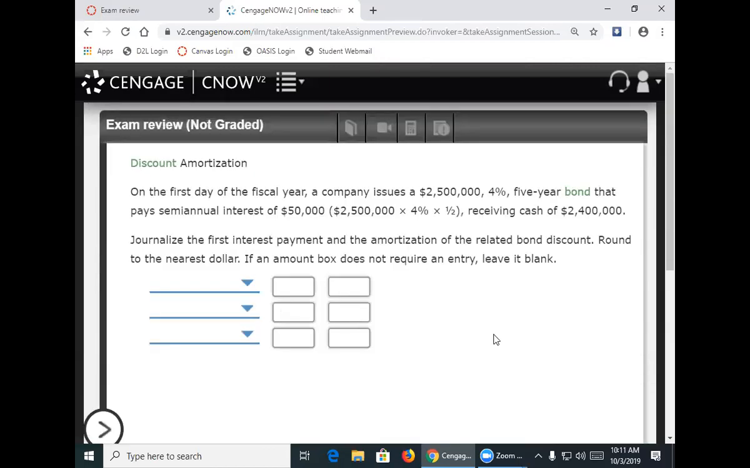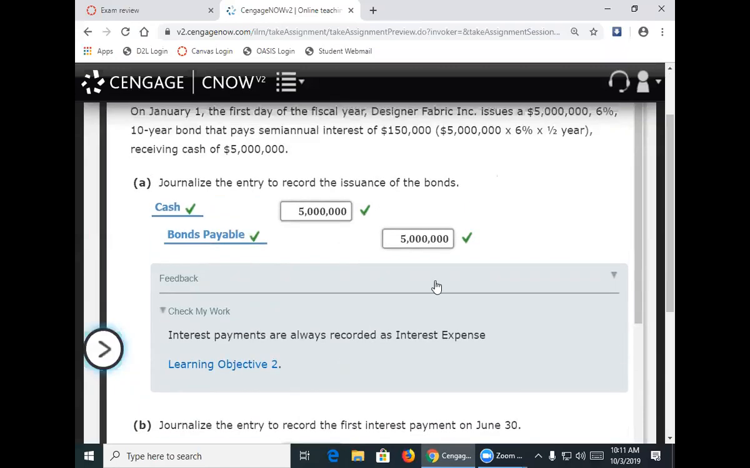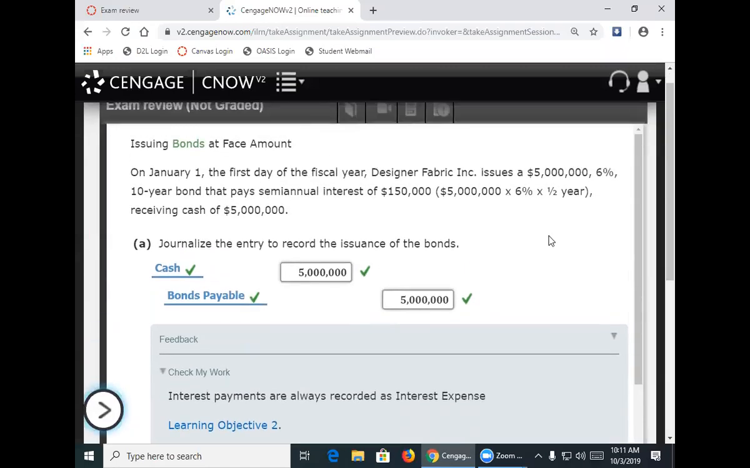I thought we were going to do our issuance first. Let me see. So I do have a question. If they didn't calculate that for us, it says half a year, but it says a 10-year bond. If they didn't calculate that, how would we know? I would assume 10-year, and they have half a year. So the semi always means just half, right?